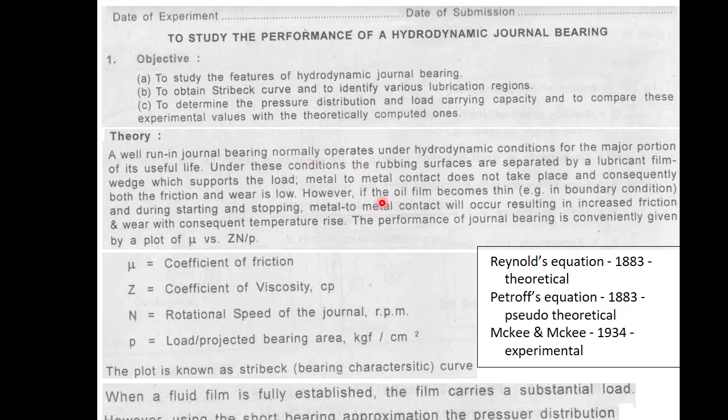Now the theory part, this is not what we are going to discuss, but ultimately we are going to make a plot of mu, the coefficient of friction, and ZN by P, where Z is the viscosity coefficient and N is the rotational speed. P is the unit load, the load over the projected bearing area, L into D, which is the projected bearing area. This curve is known as the Stribeck curve.